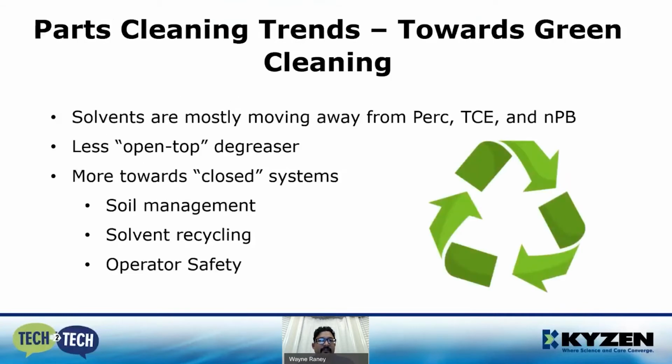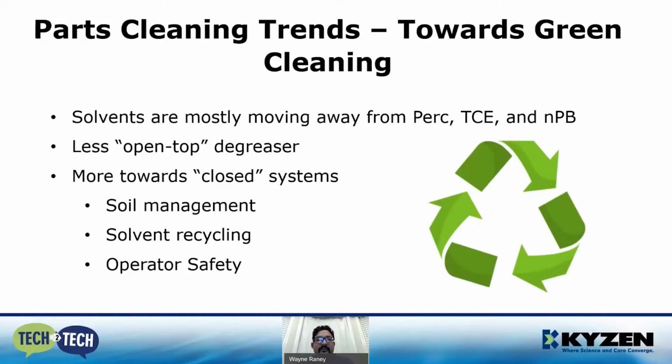First, we'll talk about trends towards green cleaning. Industry is moving away from perchloroethylene, trichloroethylene, and N-propyl bromide. The open-top vapor degreasing segment of the cleaning has been slowly going away. Switching to closed systems is better for the ozone, has better personnel safety, and fewer overall emissions.